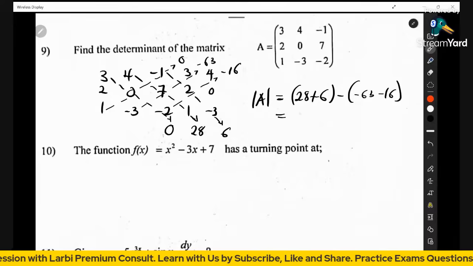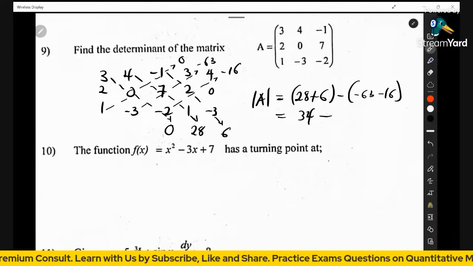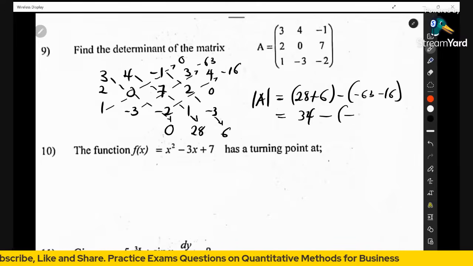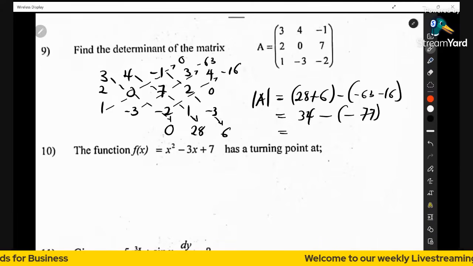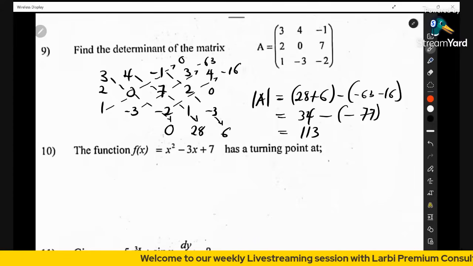So here you're going to get 34. You're going to get here to be negative, and you get negative 79. So when two negatives meet, you get positive. So 34 plus 79, you should be able to get 113. 113. So that becomes the determinant of this matrix actually.